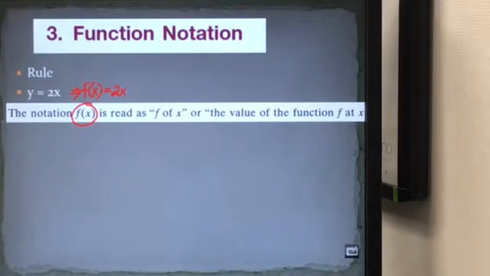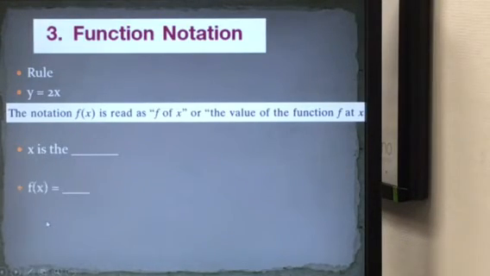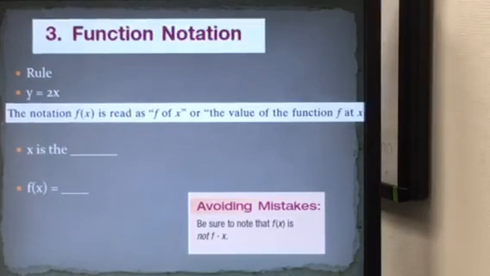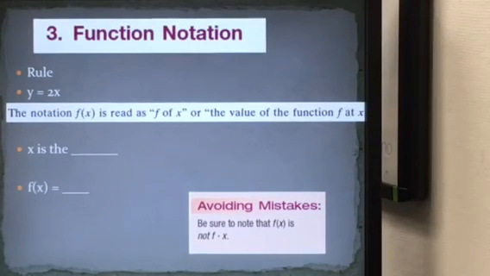So that y equals 2x turns into f of x equals 2x. So essentially, f of x is just equal to the y value. It's just another way of writing functions. So we know that x is the input and f of x is the output, or y. So make sure to take note of avoiding that f is not being multiplied by x.